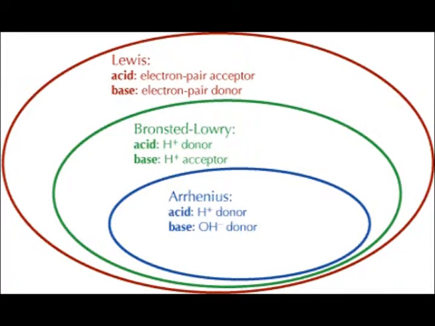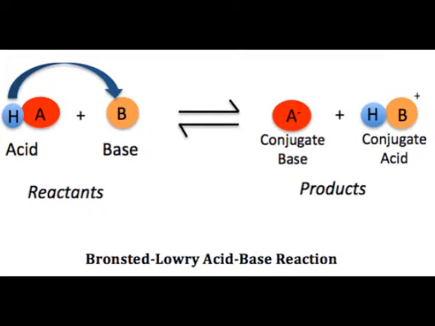There are many definitions of acids and bases. The one that we are going to use is the Bronsted-Lowry definition. Bronsted-Lowry acid is anything that donates a proton or H plus cation in a reaction. Bronsted-Lowry base is anything that accepts a proton.